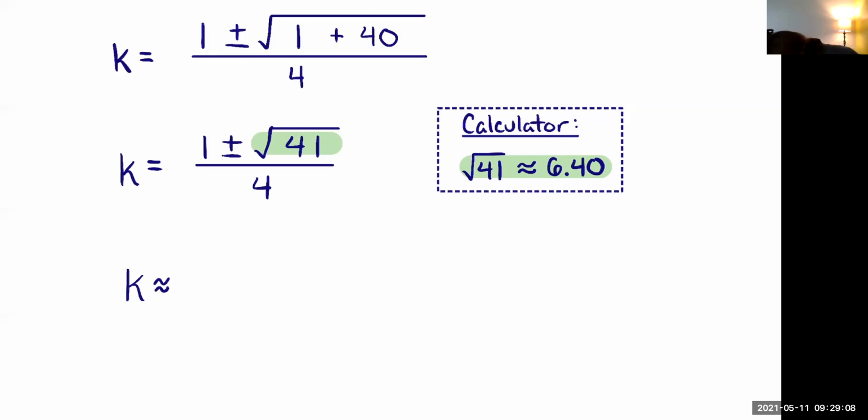So K is approximately 1 plus or minus, instead of the square root of 41, what are we putting in its place? 6.40. Notice the square root is gone as well. We already used it up. If you put that button in the calculator, it is used, it is gone. I have some students still leave it in there. They pull out the 41, they put in the 6.40. It's gone. We used it up. This is all still over 4.